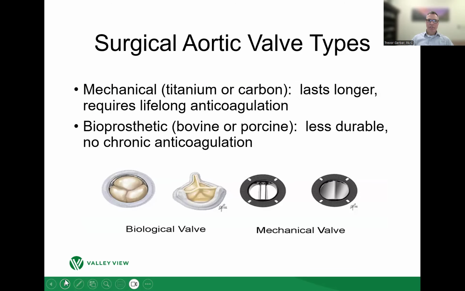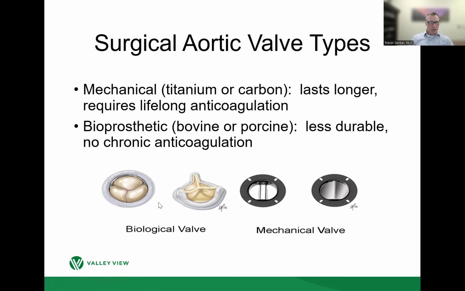With surgical aortic valve replacement, we typically use two different types of heart valves. Mechanical valves, the one depicted on the right of the screen, are made of titanium or carbon. These valves typically last the life of the patient, so they're very long lasting, but they require lifelong blood thinners. And so patients that are at increased risk of bleeding or falling are not typically good candidates for a mechanical valve, as they will need lifelong blood thinners.